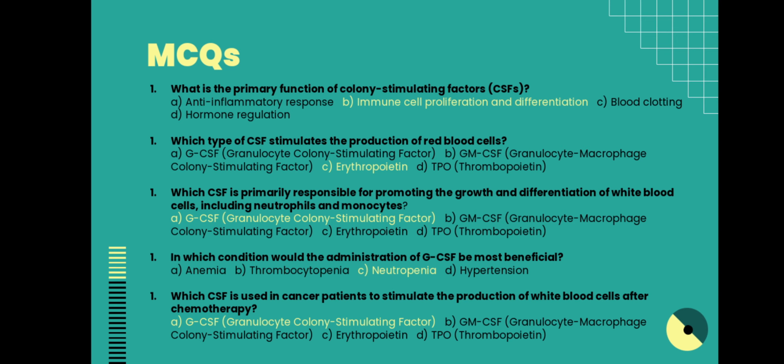Next, which CSF is used in cancer patients to stimulate the production of white blood cells after chemotherapy? GCSF, GM-CSF, erythropoietin, or TPO. So for white blood cells after chemotherapy, the most appropriate answer will be granulocyte colony stimulating factor.